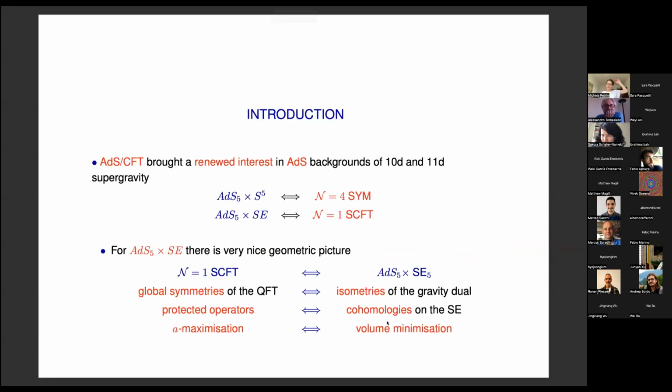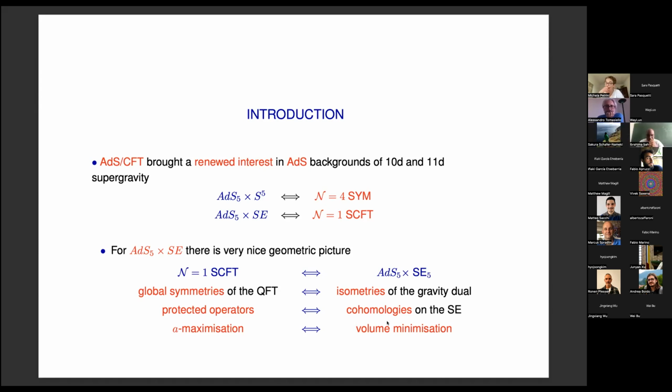Okay, so the main concern of this talk will be AdS5 backgrounds in type IIB supergravity. These kinds of backgrounds came to a renewed interest thanks to the AdS/CFT correspondence, because as we all know, they describe the strong coupling regime of some CFTs. A classical example is AdS5 times S5, which is the dual of N=4 super Yang-Mills in 4 dimensions.